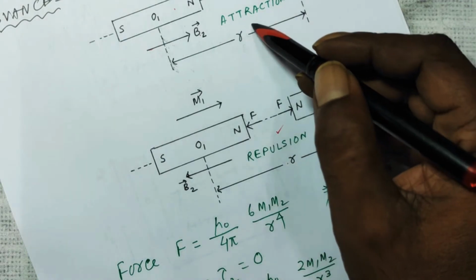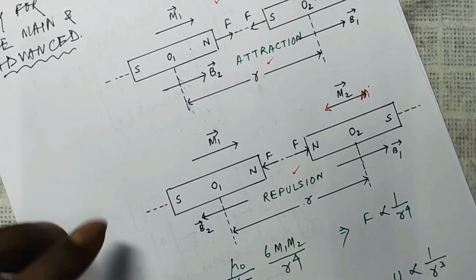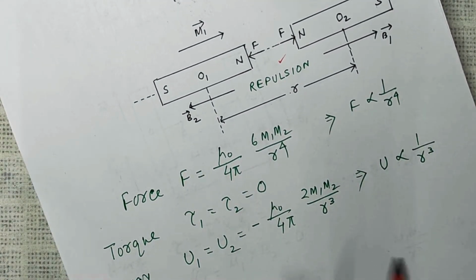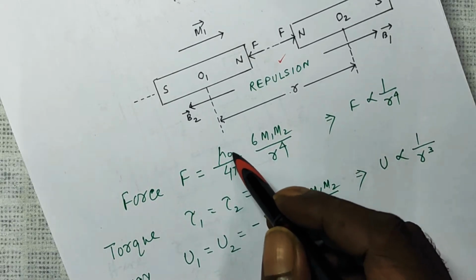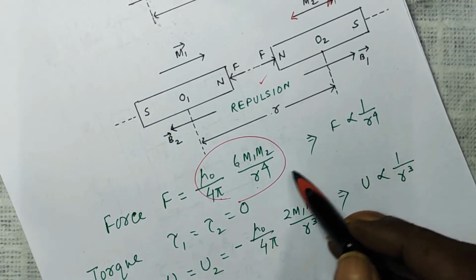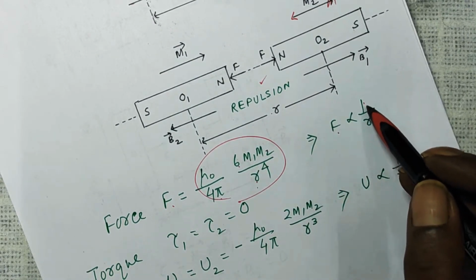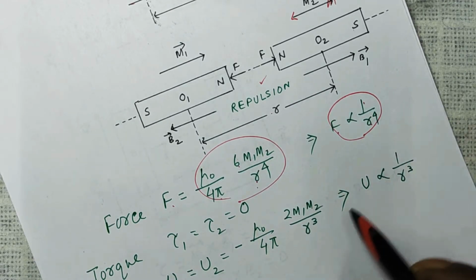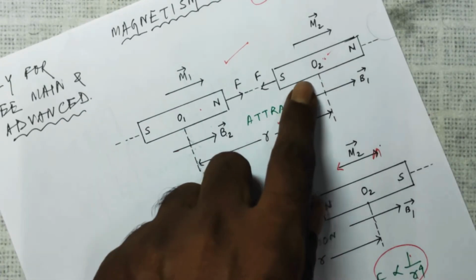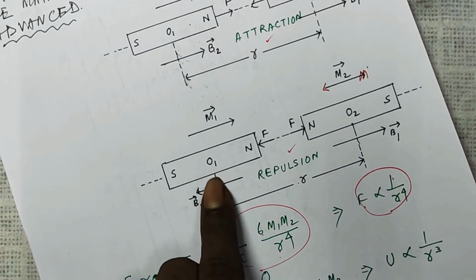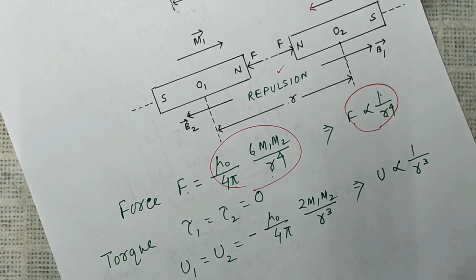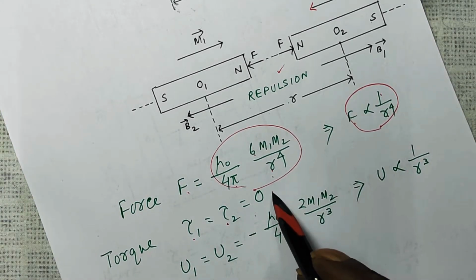This was a case of repulsion, this was a case of attraction, and whether it is this case or this case, the force I had derived was F equal to mu naught over 4 pi, 6 m1 m2 over r to the power 4. Means what you have to remember is force is proportional to 1 by r to the power 4. And neither this magnet was experiencing a torque nor this was experiencing a torque, in both situations. So torque in both the cases was 0, tau 1, tau 2 is equal to 0.